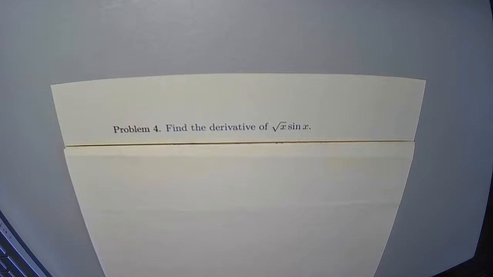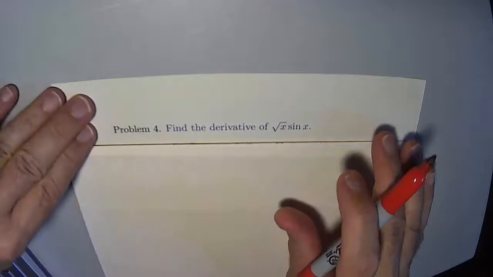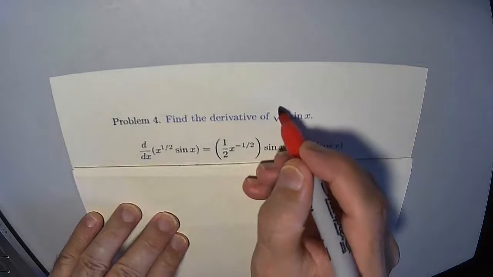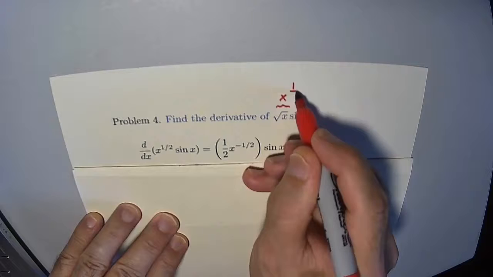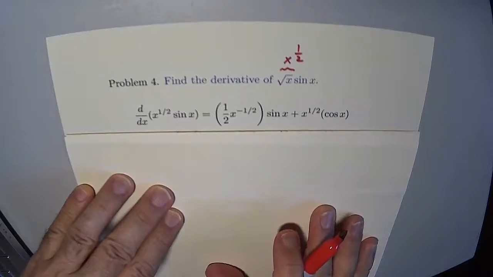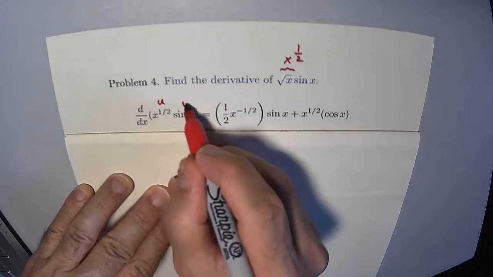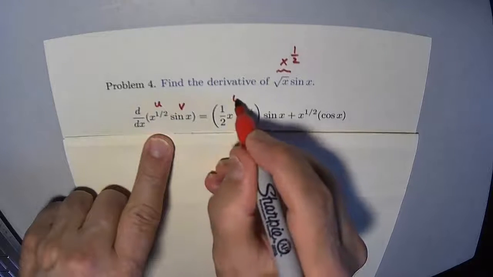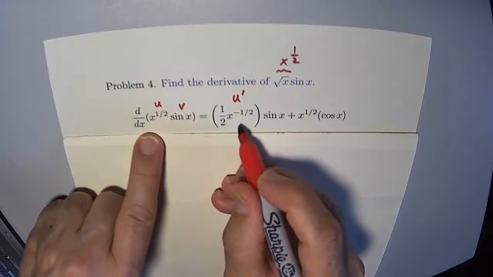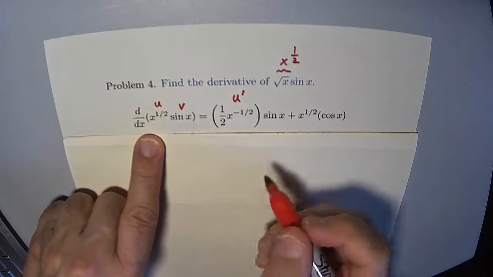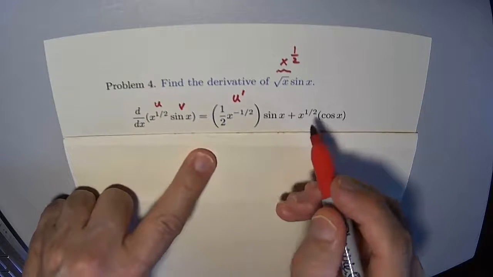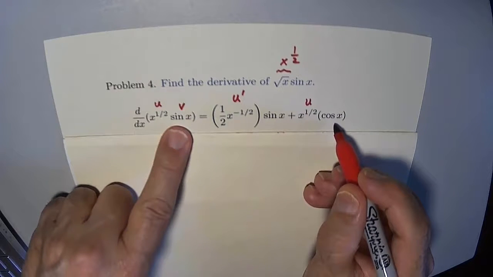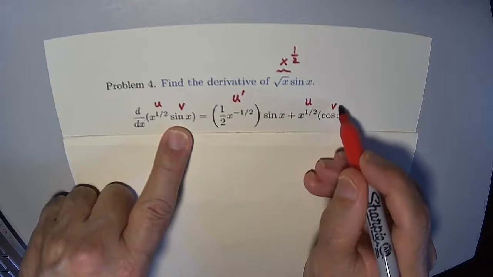In problem 4, we have square root of x times sine of x. The product rule can be applied here. We think of square root of x as x to the power 1/2, and call that u, and call the other function v. The derivative of x to the 1/2, u prime, is a half x to the minus a half, that's just the power rule, times the second function, plus the first function times the derivative of the second, which is the derivative of sine, or cosine.